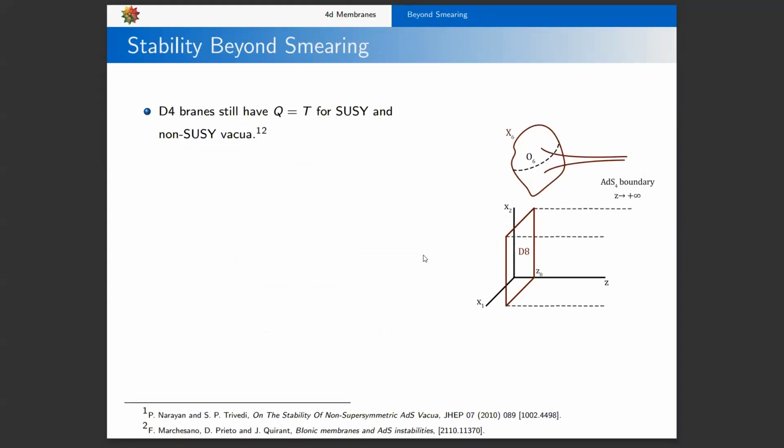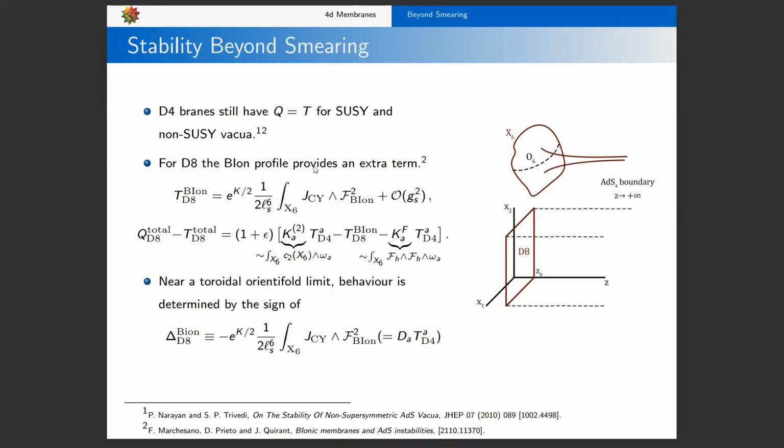With this new background geometry, we study the D4 branes, and we see that even with the non-smeared corrections up to this order, we still have Q equals tension. So we don't manage to go beyond this. But for the D8 branes, the thing is much more interesting, and we have three sets of corrections described in this equation.